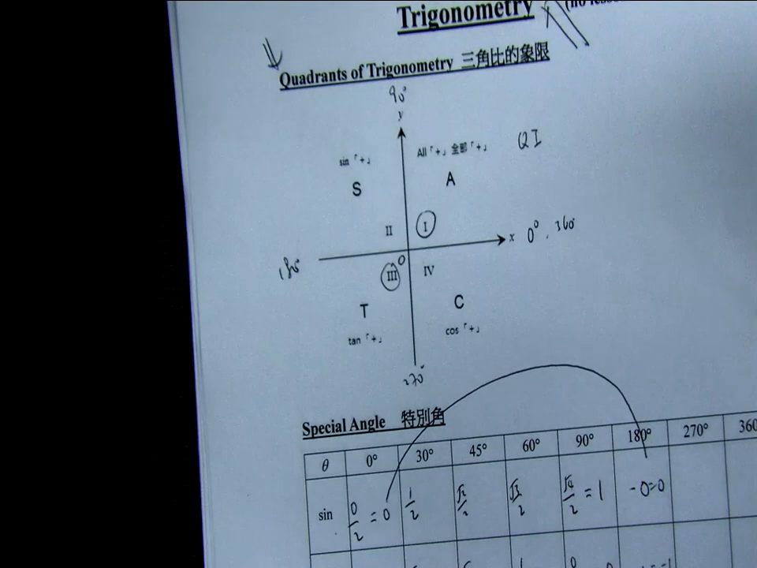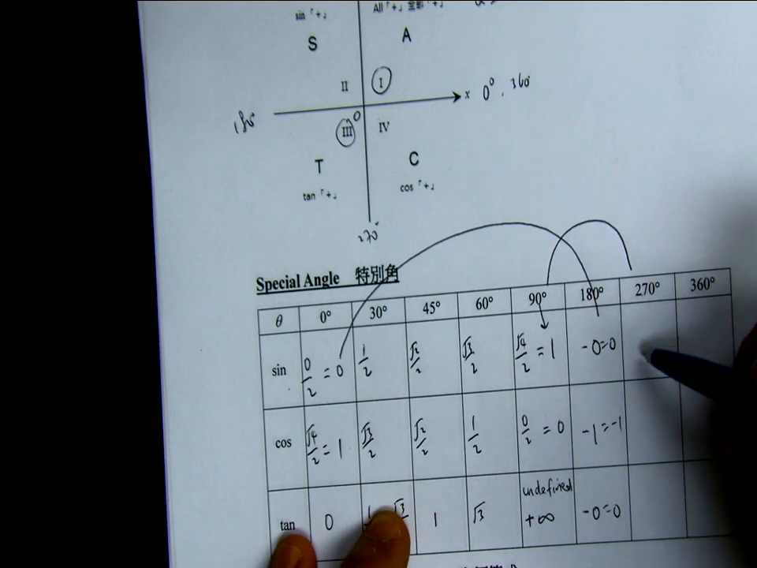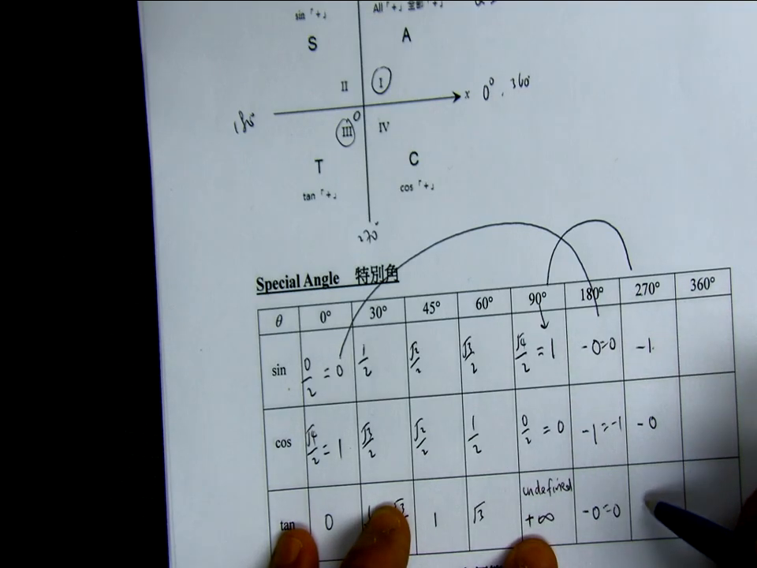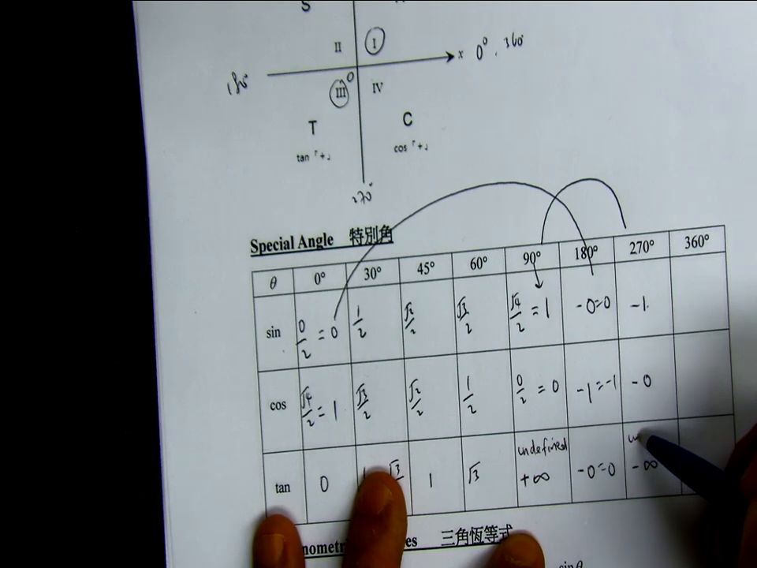This and this are opposite. So this is 1, 90 gives 1 and 270 gives minus 1, opposite. This is 0, this is minus 0. This is infinity, this is minus infinity. Or you may just say undefined, that is okay.